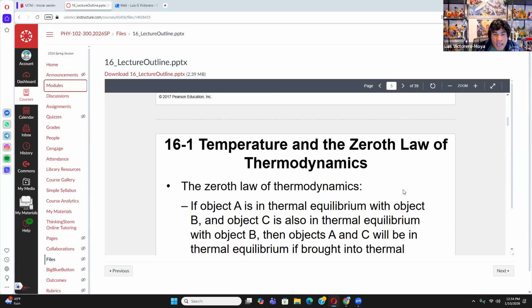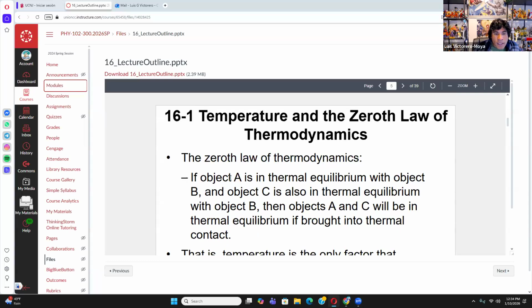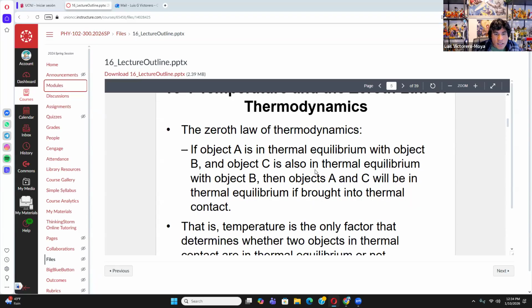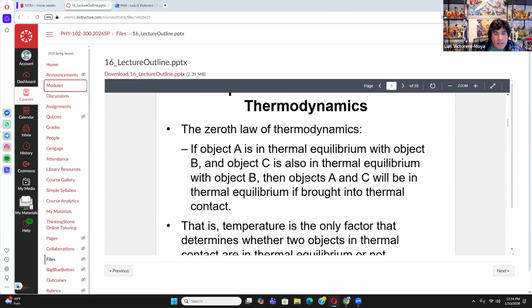We are going to be studying the first and the second law later, but the zeroth law states that if object A is in thermal equilibrium with object B, and object C is in thermal equilibrium with object B, then object A is in thermal equilibrium with object C. Okay, and what is thermal equilibrium? When they reach the same temperature.